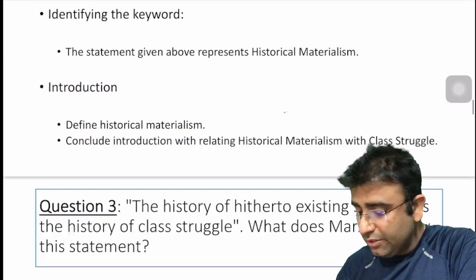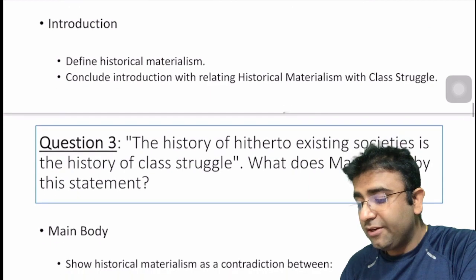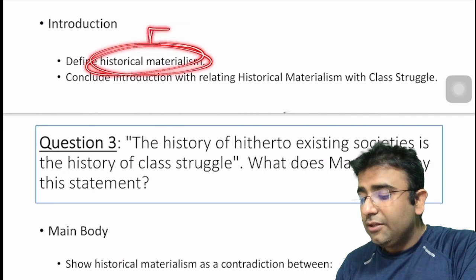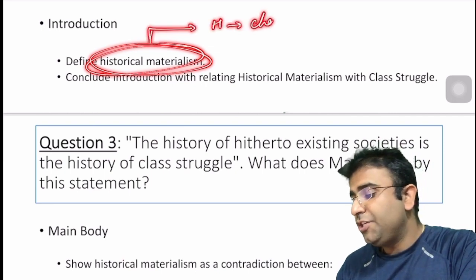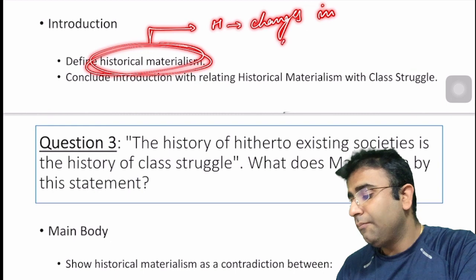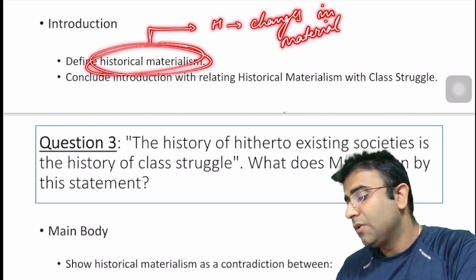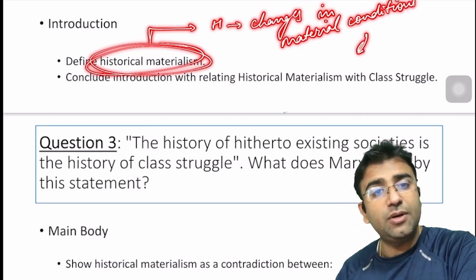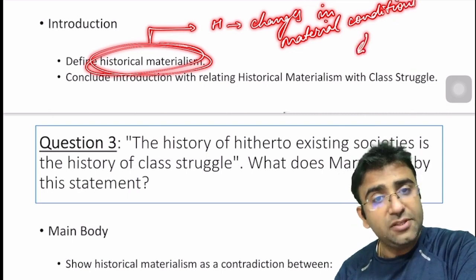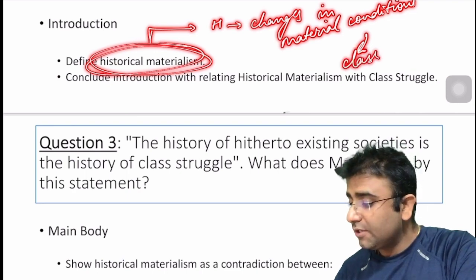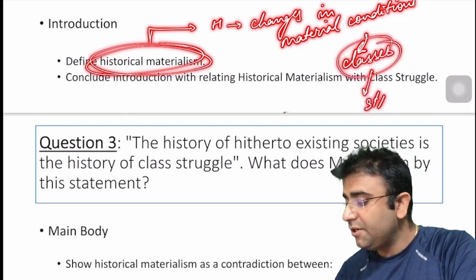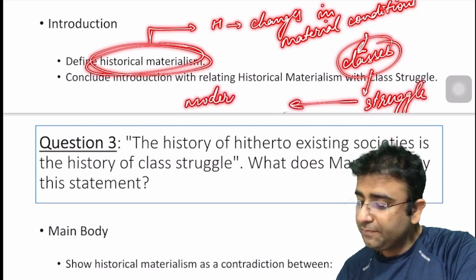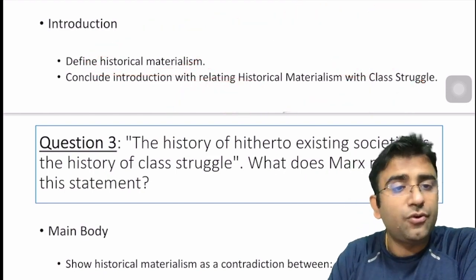So, your introduction will define what is historical materialism. You can simply say that according to Karl Marx, history is nothing but changes in material conditions that resulted into emergence of classes, and these classes resulted into struggle between each other, resulting in the modern society. This is going to be your introduction.